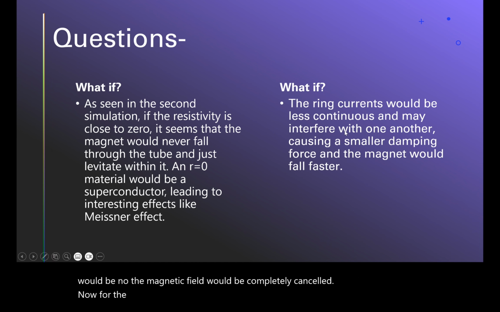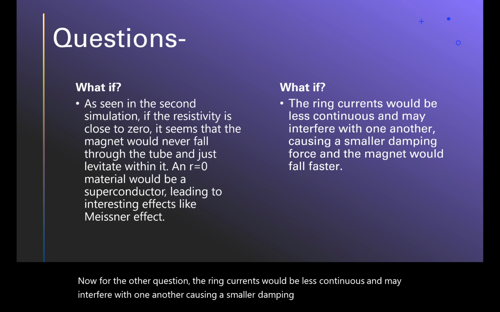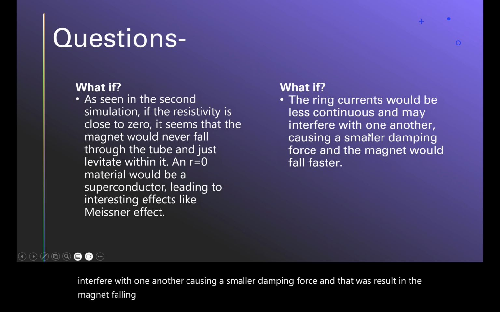Now, for the other question, the ring currents would be less continuous and may interfere with one another, causing a smaller damping force, and that would result in the magnet falling faster.